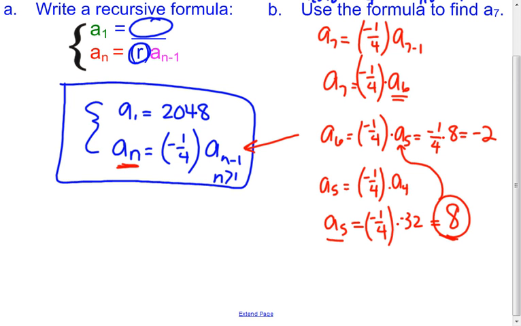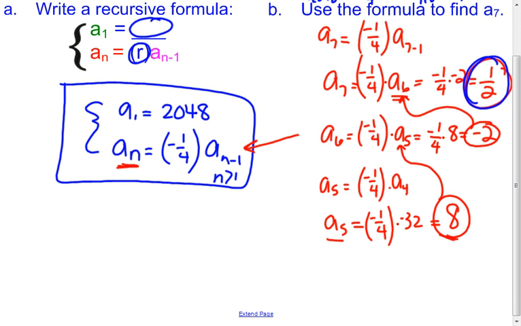And once I know the sixth term on the list, I can plug it in right here. So to find the seventh term, I can take negative 1/4 times the sixth term, which I now know is negative 2, and then I will get 1/2. And that is your grand final answer, because your goal was to find the seventh term. But when you're using recursive formulas, you can't find the seventh term unless you know the sixth. You can't find the sixth unless you know the fifth. This right here is your grand final answer, 1/2.